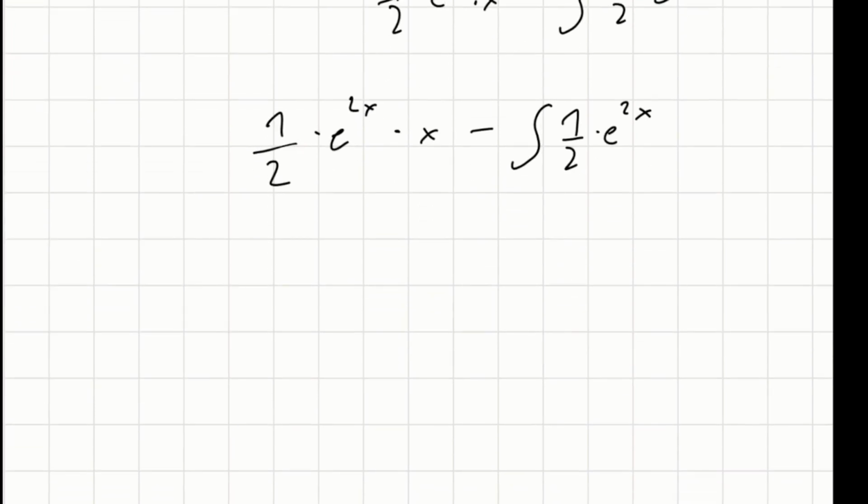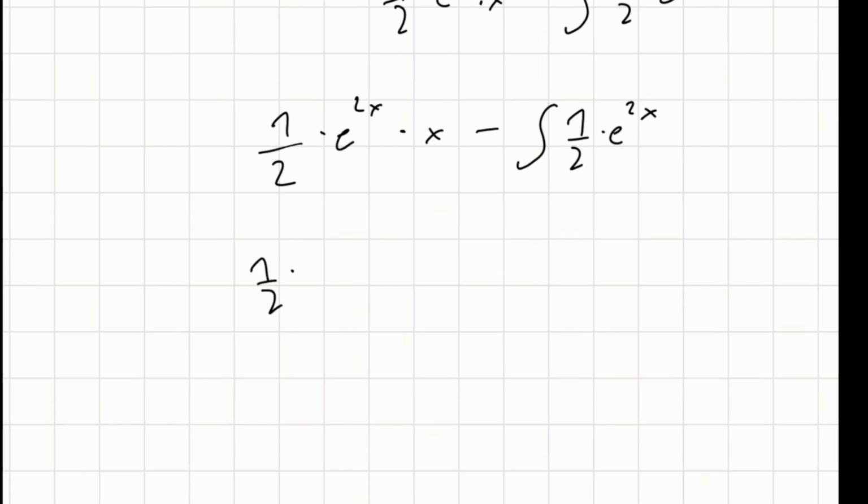Let's solve the integral first. So we just write this here. So this is 1/2 times 1/2, or 1/3. So this is nothing else than 1/2 times e to the power of x, and then that's 1/4 times e to the power of 2x. What can we do now?